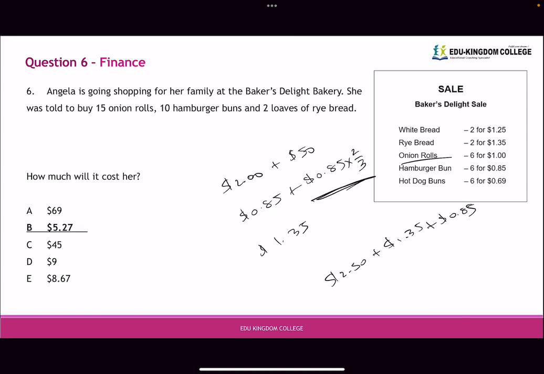So 250 plus 135. Let's do 135 plus 185 first. So that is 230, 220, plus 250 equals 440.